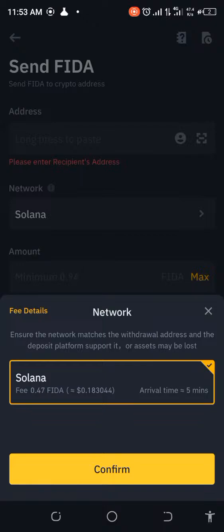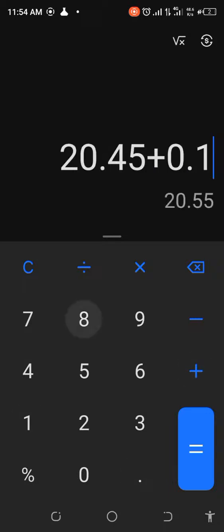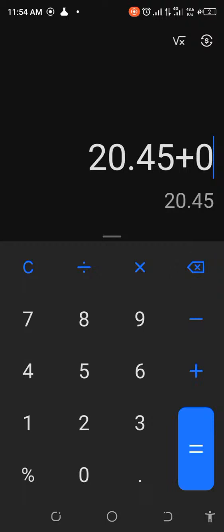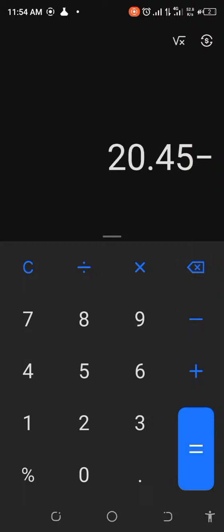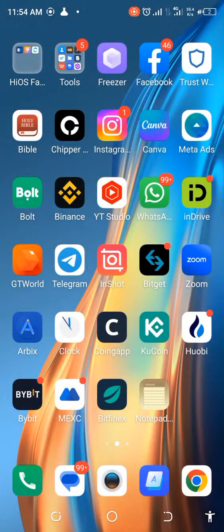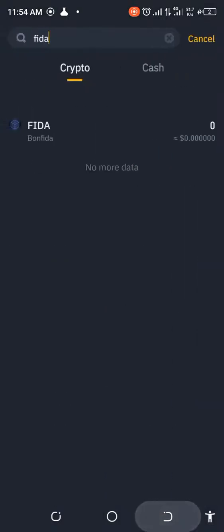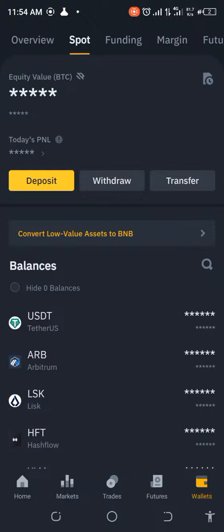Okay, but if we take off 18 cents, we'll still have what will we have if we take that off? Let's see. 20.45 minus 18 cents. Oh, sorry, I'm supposed to take that out. Okay, so that's 0.18. Well, that would still give 27 cents. Okay, that's not bad. That's still over 1%. Okay, let's go ahead and do this, all right? So let's go ahead and quickly do this before it goes down again. Don't forget that opportunities never remain the same.